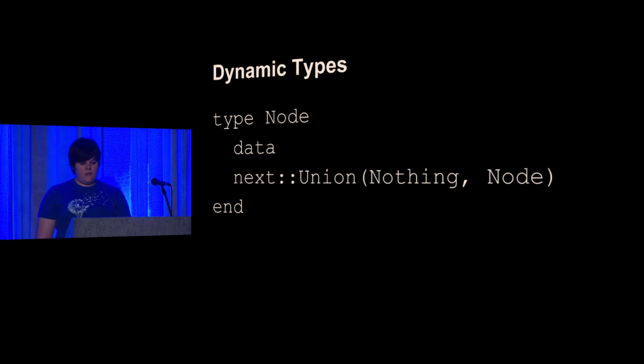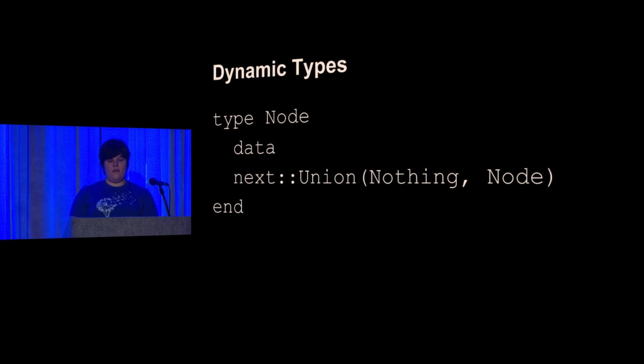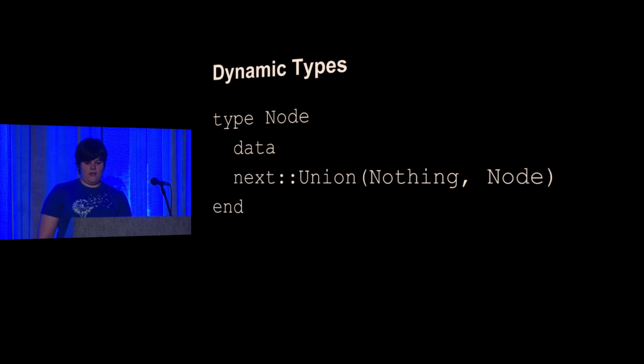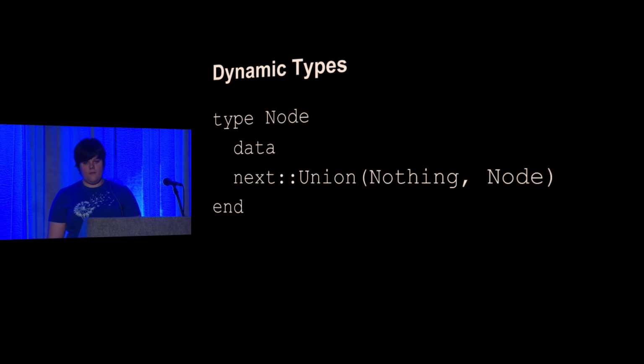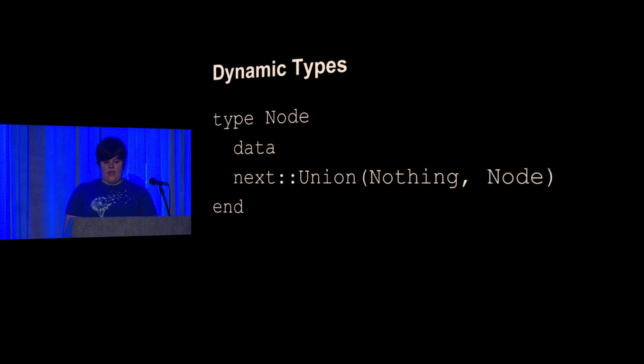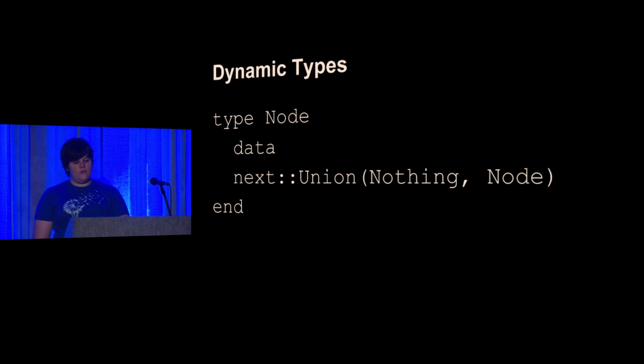I'm going to show you what some Julia code looks like in order to motivate what we're doing with the static analysis. This is a type in Julia. Type is the keyword, and the end keyword ends the block. Node is the name of our type. We're going to be talking about linked list nodes.